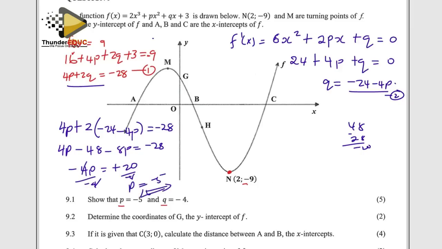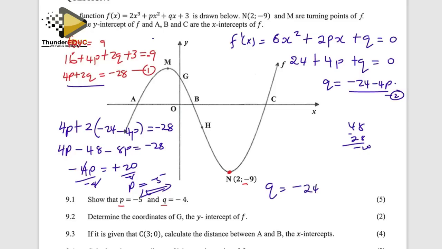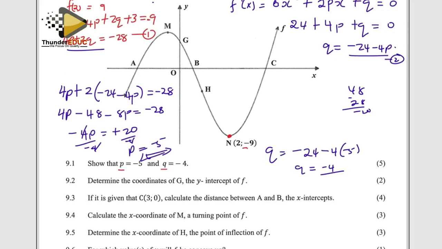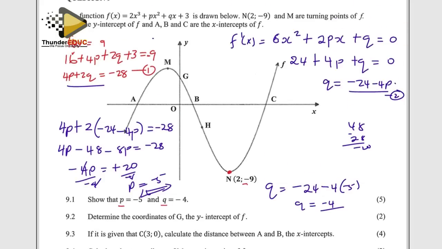Then for me to get q, I'll substitute. So negative 24 minus 4 times negative 5, and then our q becomes negative 4. All right, then determine the coordinates of G, the y-intercept. That is straightforward. For the y-intercept, x has to be 0 everywhere. We shall be left with just that 3. So it's going to be (0, 3).